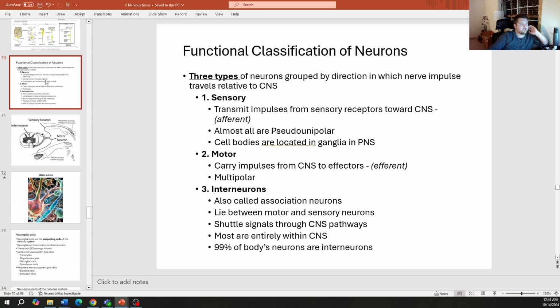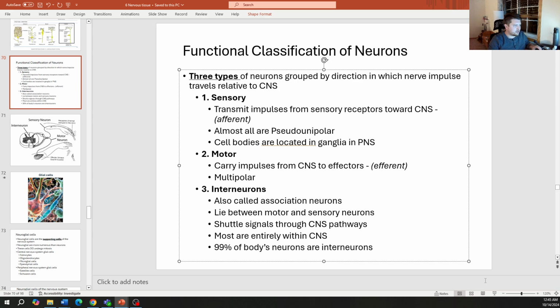Functionally, they're split up between sensory, motor, and then also interneurons, so neurons that connect to other neurons. I'm going to highlight a couple of things here that I know likes to get asked. So sensory, they transmit impulses from the sensory receptors towards the CNS. Almost all of them are pseudo-unipolar, so that's going to be a big help answering questions there. The motor, these are multipolar. And then our interneurons actually make up 99% of all of our neurons. There's a ton of them.